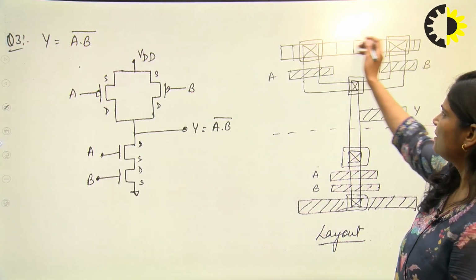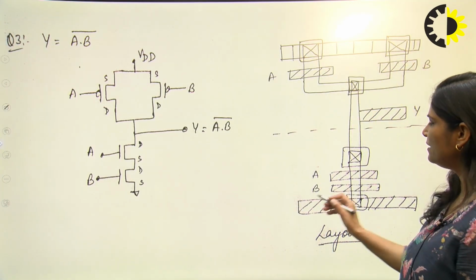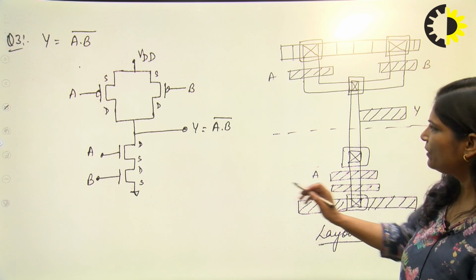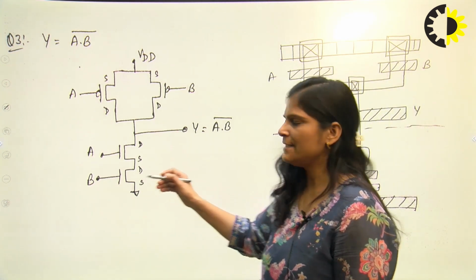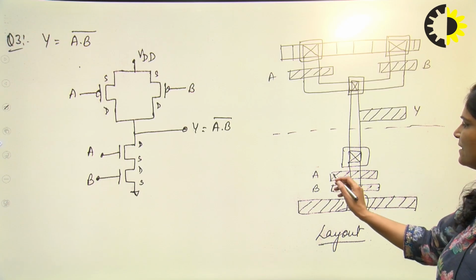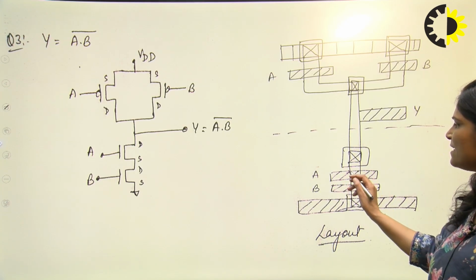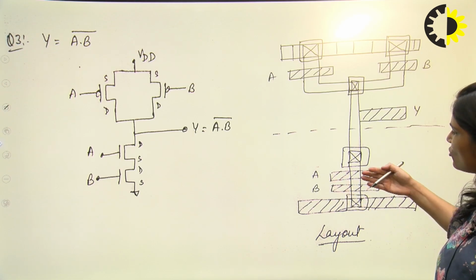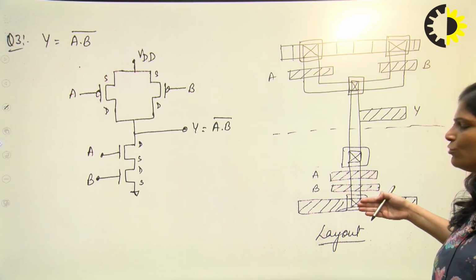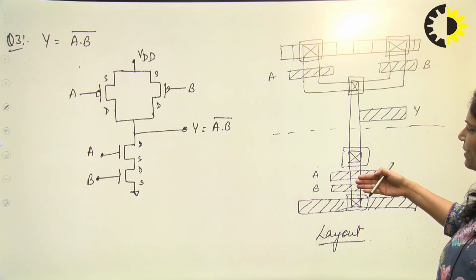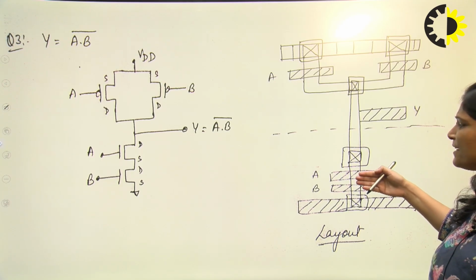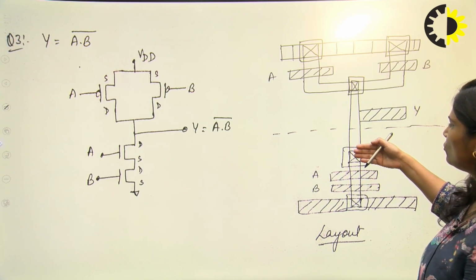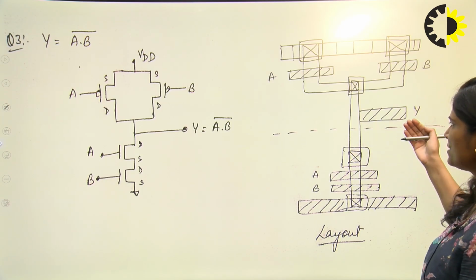Here we can see this is the layout of VDD, and this is the layout of ground. Now here A and B are connected in series, so you can draw polysilicon lines. These two polysilicon lines, A and B, are parallel to each other, and they are connected to ground through a contact. These two polysilicon lines, which are the NMOS case, are connected through this contact to this output.